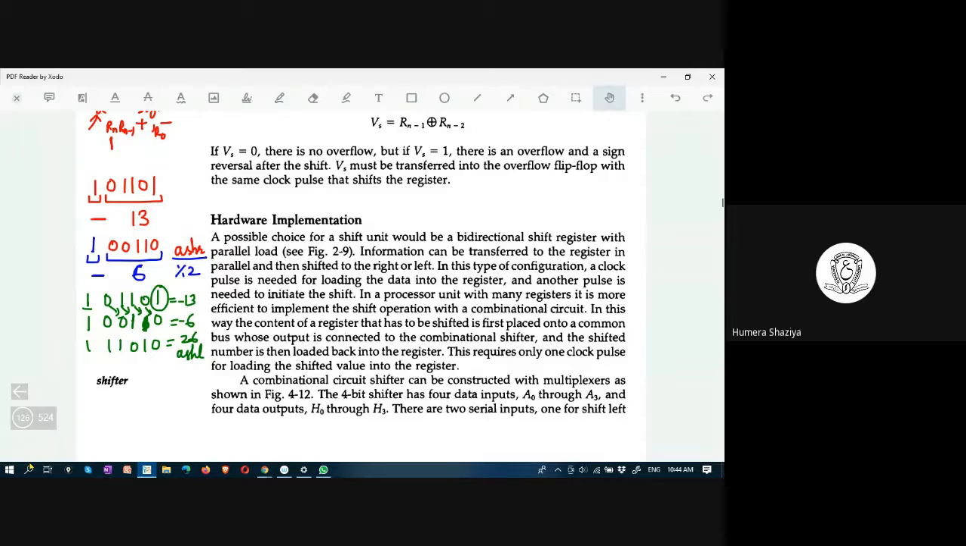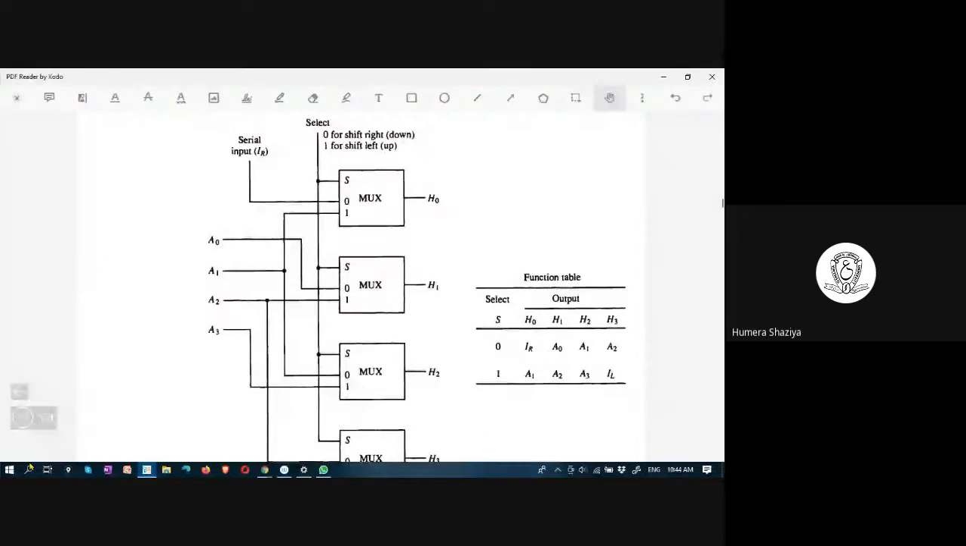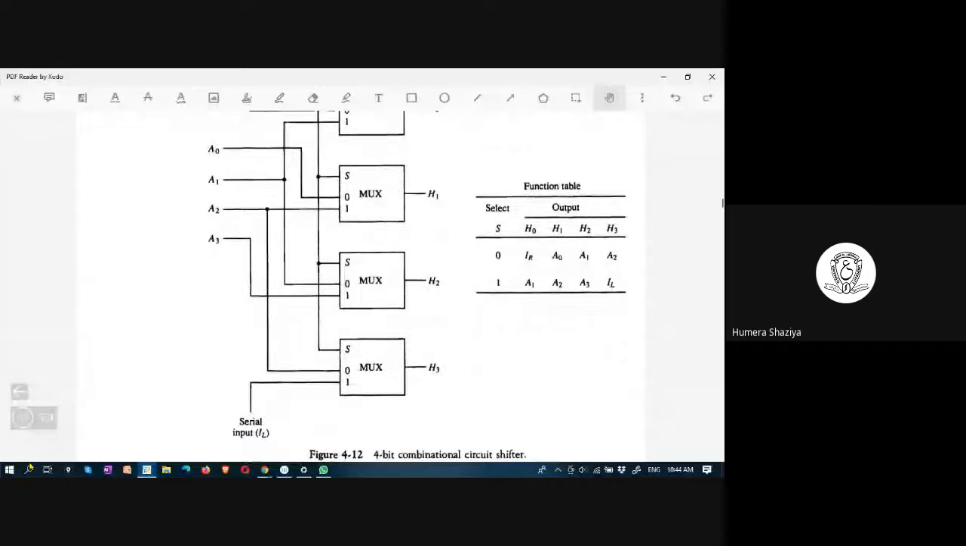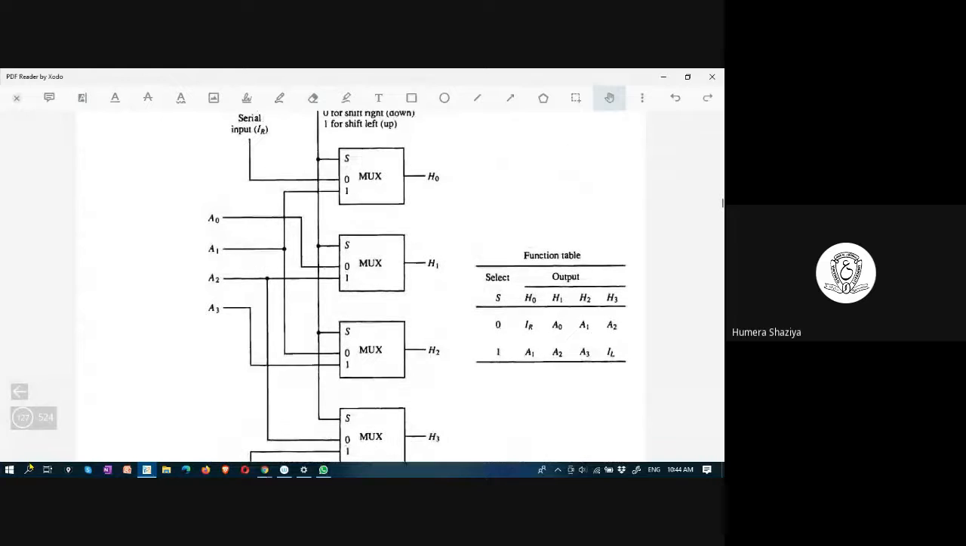So arithmetic shift left is multiply by 2, and arithmetic shift right is divide by 2. Okay. Then let us look at the circuit, how you can implement whatever we have learned in the form of a circuit.